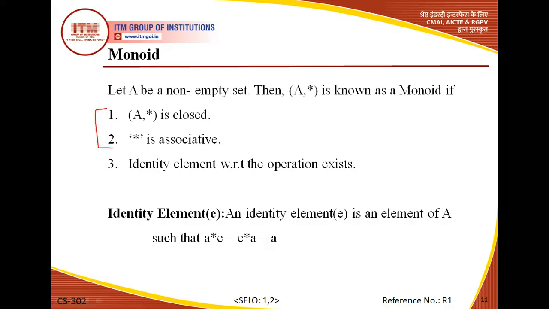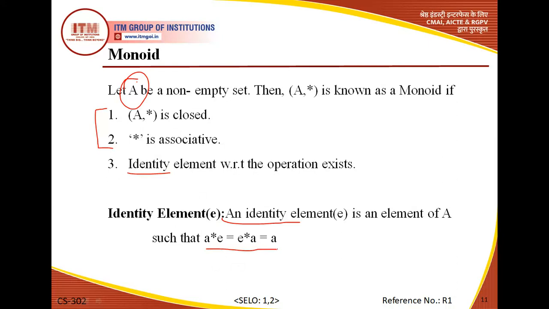These two properties we have already discussed, hence these are pretty much clear. What is this identity element? Let's see this. Basically, we have a non-empty set A. An element of this particular non-empty set A is known as the identity element E if A star E is equal to E star A is equal to A.